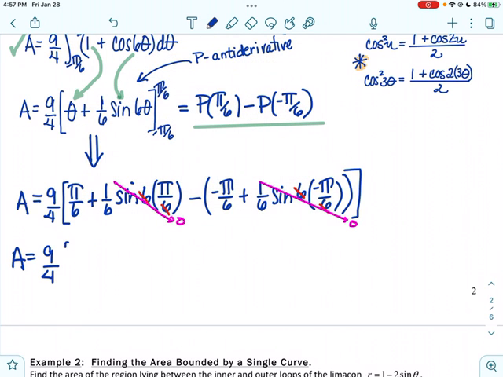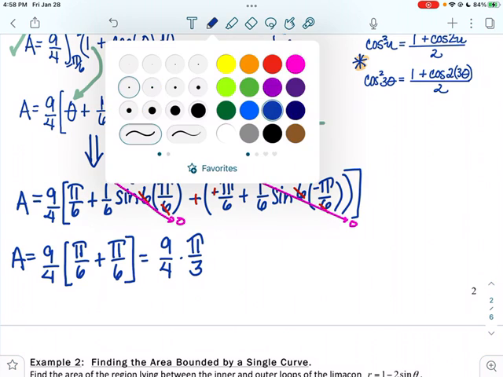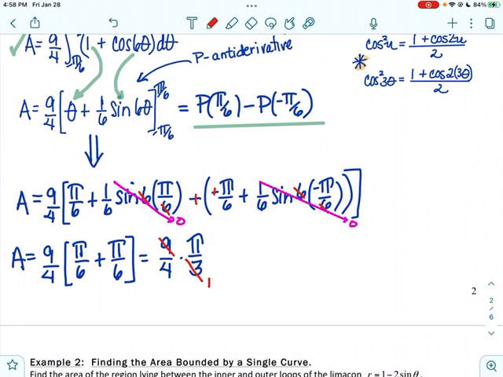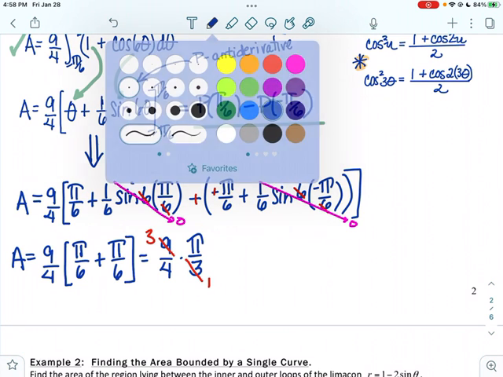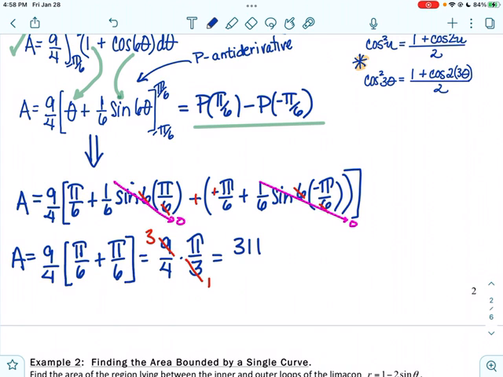So you have 9/4 times pi over 6, and then that's going to become a plus. This is going to be plus pi over 6, right? Okay, so then we get 9/4 times pi over 3. And what we're going to do is cancel the 3 and the 9. When we do, we get our answer. 3 goes into 9 3 times. So this is equal to 3 pi over 4.